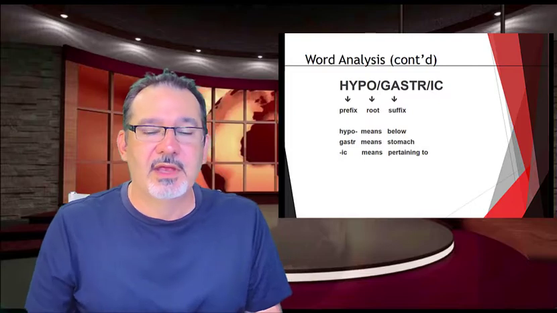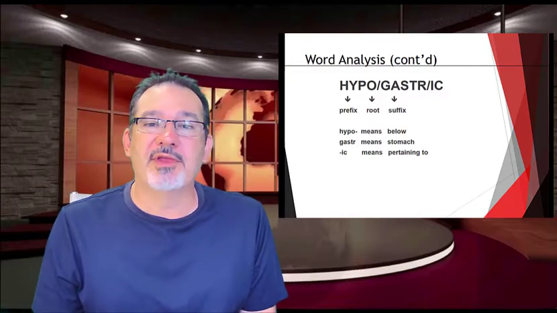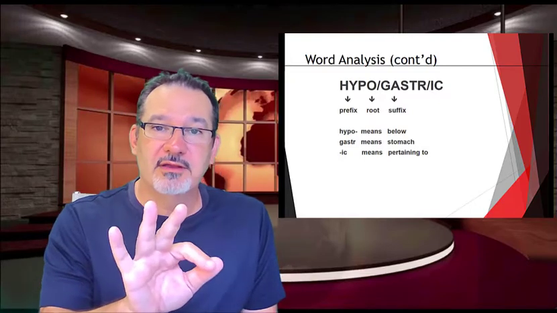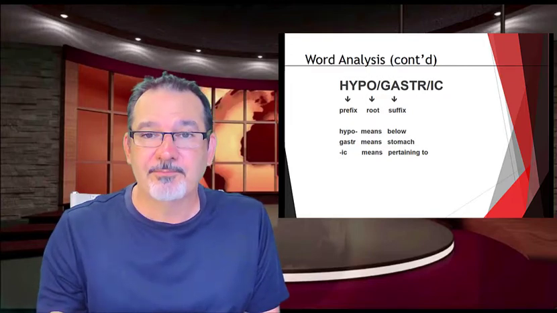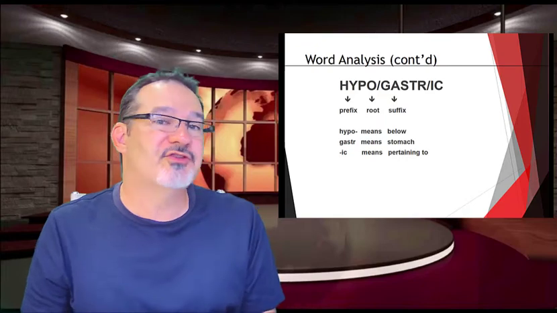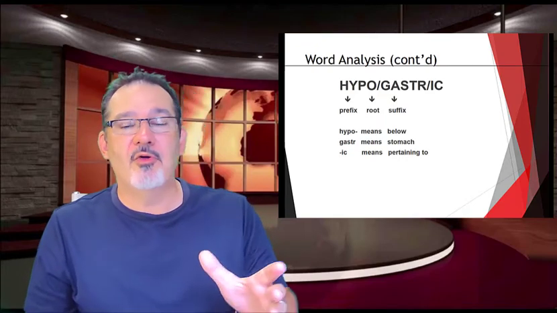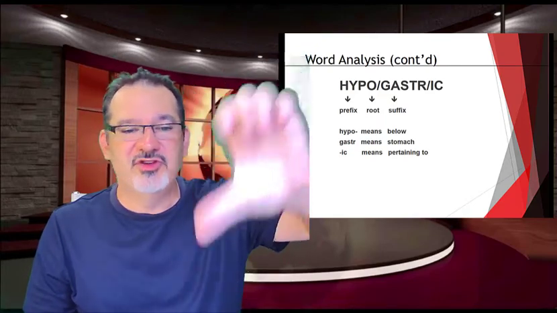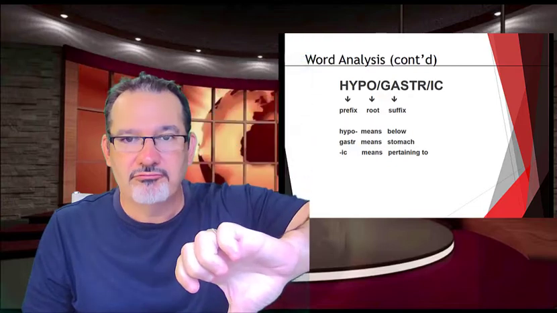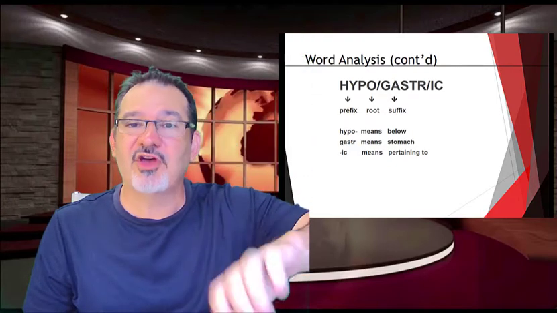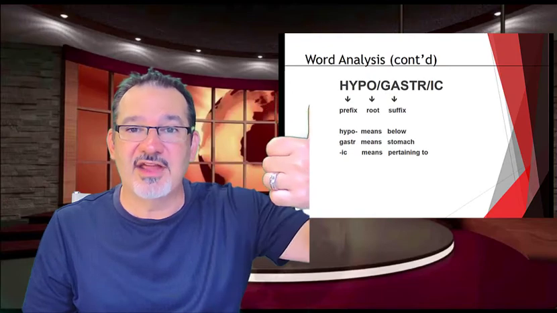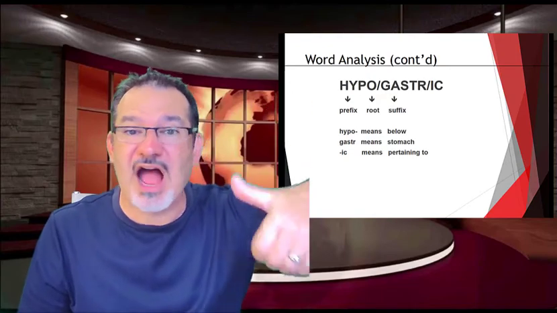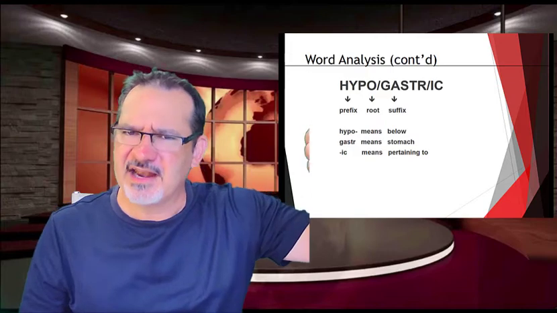Okay. Hypogastric. This is a good one because it has all three of the main components. It has a prefix, a root, and a suffix. So the prefix is hypo. Hypo means decreased, deficient, below. The opposite of hypo is hyper, which is increased, elevated, or above, or higher than.